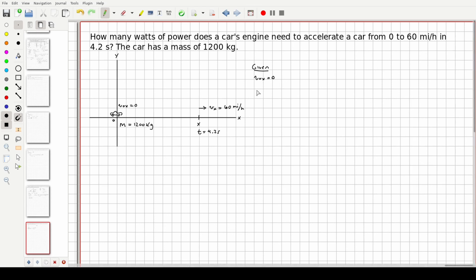Initial velocity in the x direction of 0. Final velocity is 60 miles per hour. Let's go ahead and convert that. If you follow your standard conversion here, 60 miles per hour ends up being around 26.8, we'll say, meters per second. Okay? Now, it takes us 4.2 seconds to get from here to there. And we have the mass of our car, which is 1,200 kilograms. We're trying to find the power.